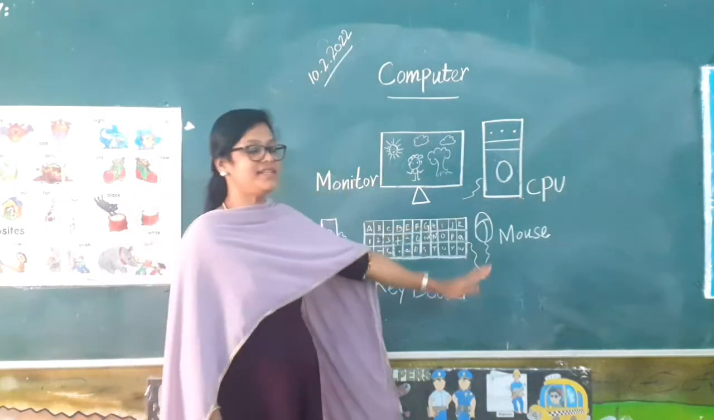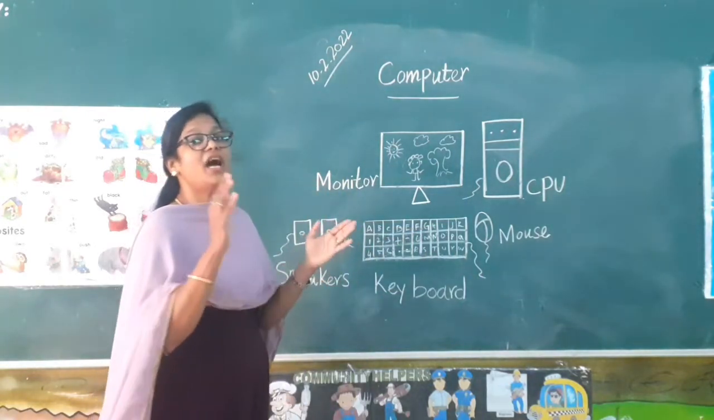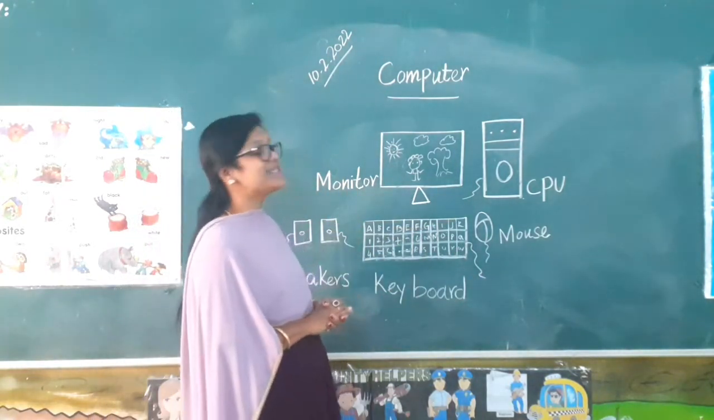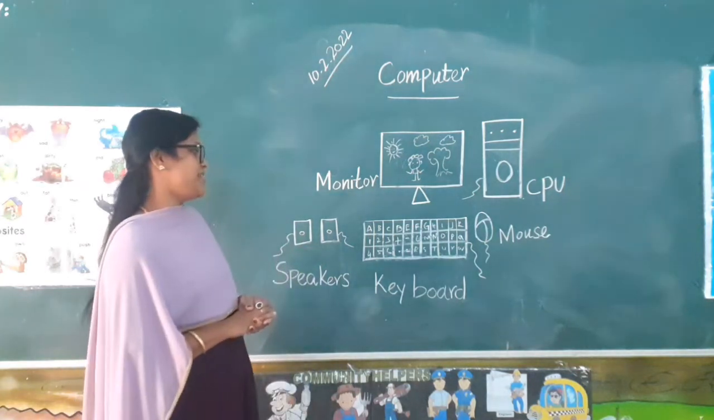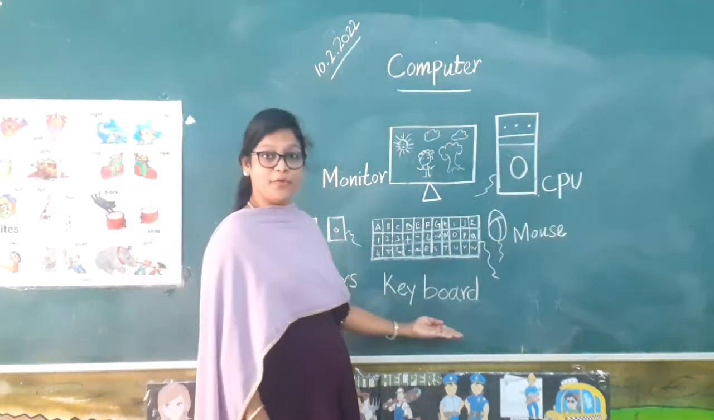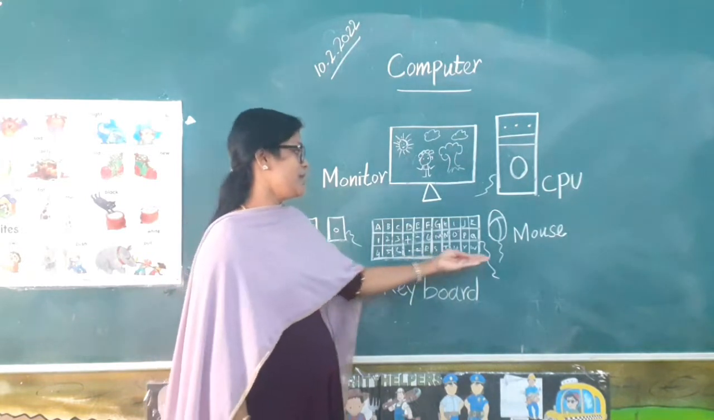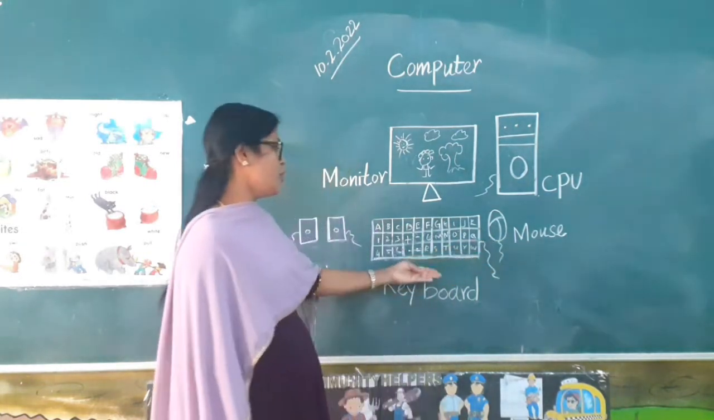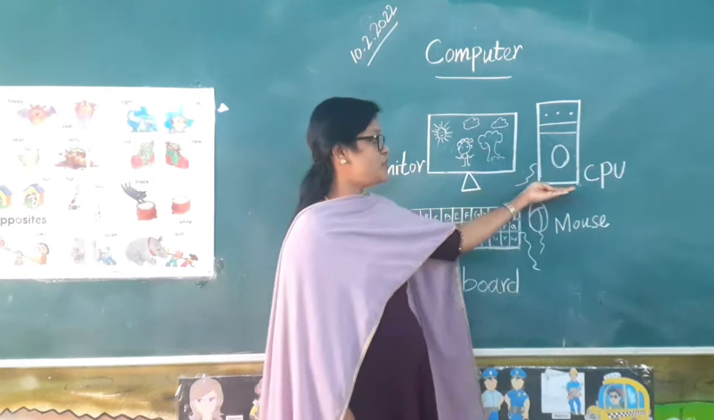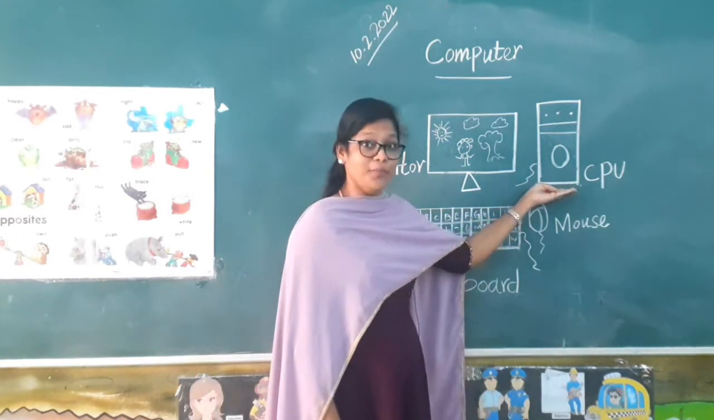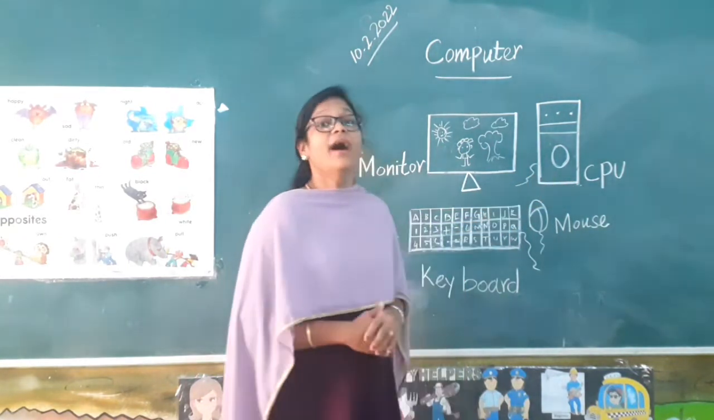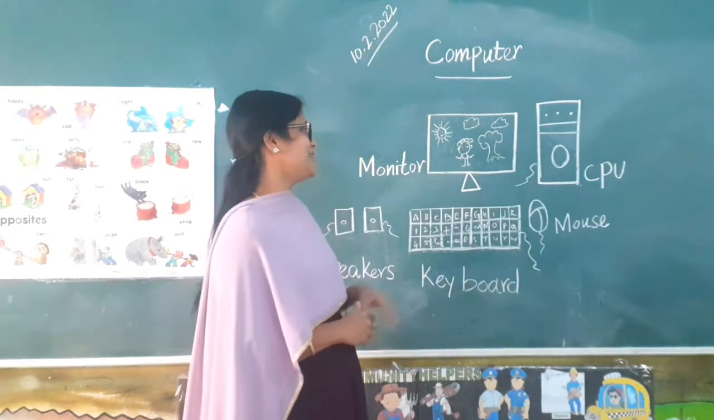Among these parts there are input and output devices. We call them input and output devices. The input devices of the computer are the keyboard and mouse. CPU is the heart of the computer.